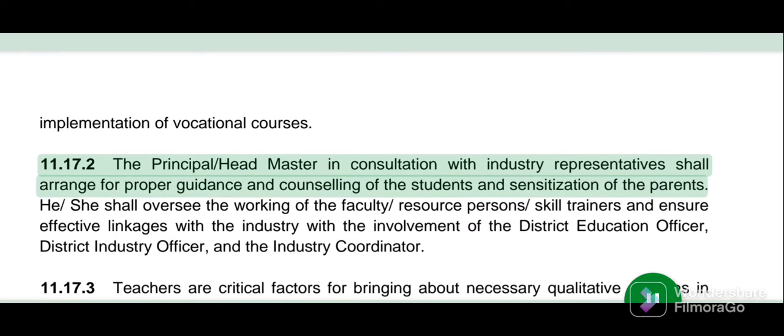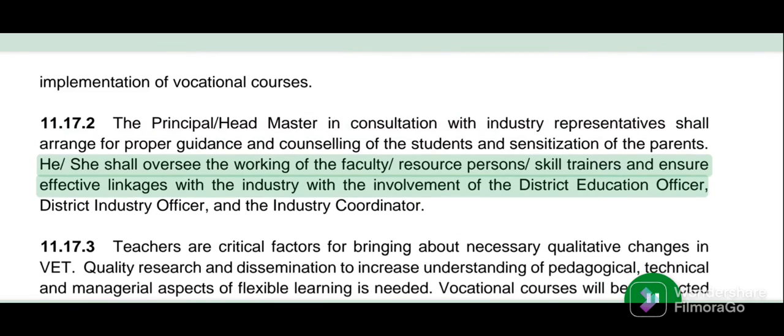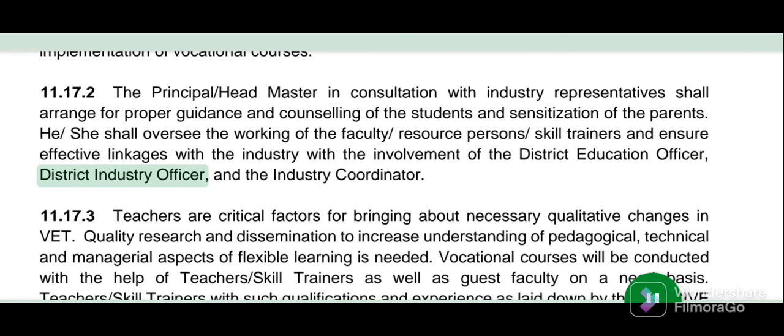11.17.2 The principal, headmaster, in consultation with industry representatives, shall arrange for proper guidance and counseling of the students and sensitization of the parents. She shall oversee the working of the faculty, resource persons, skill trainers, and ensure effective linkages with the industry with the involvement of the district education officer, district industry officer, and the industry coordinator.